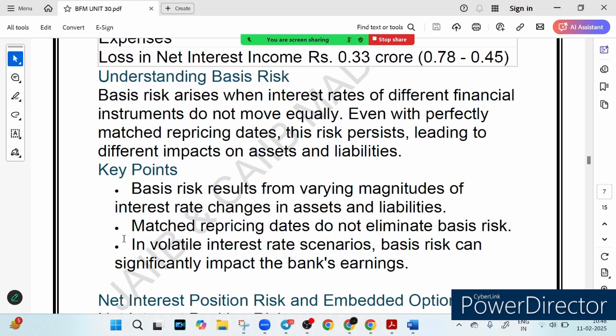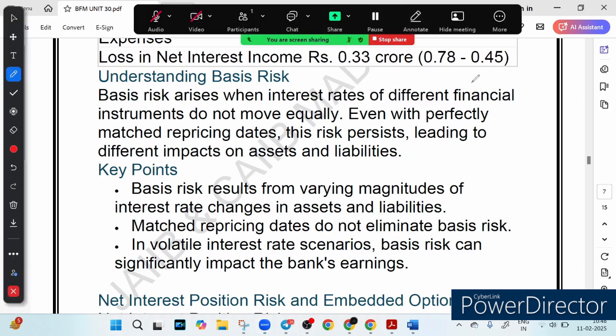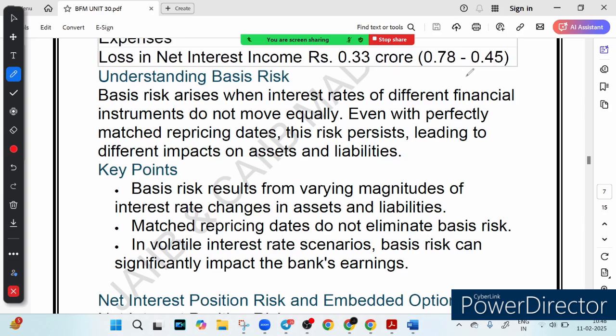Imagine you have two investments. On one you are earning interest, like a loan given to a customer, and on the other you have to pay interest, like for a bank deposit. Now let's say interest rates change and you expect both to move equally. But suppose the loan rate drops by 1% and your deposit rate drops by only 0.5%. The bank earns less but still pays almost the same amount on deposits. That's basis risk. Even if repricing dates are perfectly matched, the bank can still lose money because interest rates on assets and liabilities do not change by the same amount.